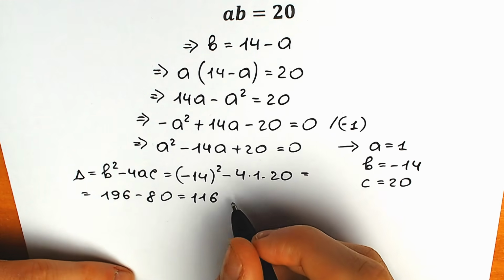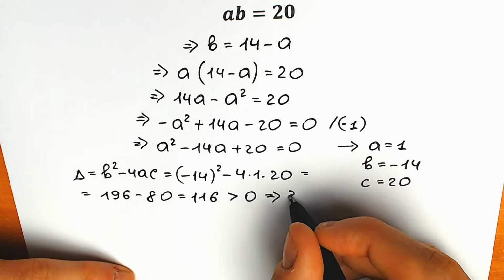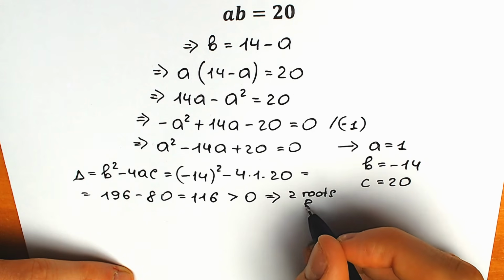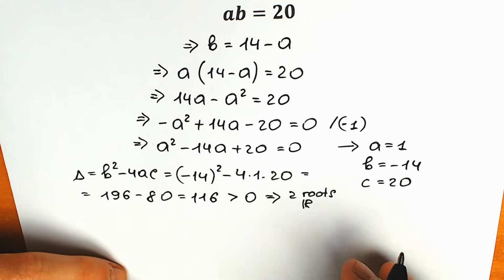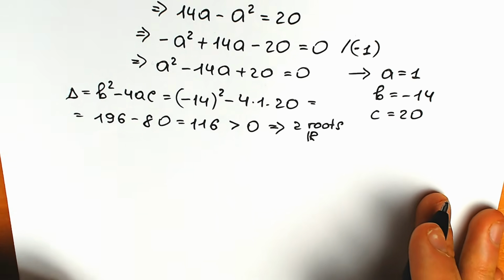And this is really great because the discriminant is greater than 0. So from here it implies that we have two roots. Moreover, we can say that we have two real number roots and two pairs of solutions. This is our first thought. Okay, what are we going to do next?